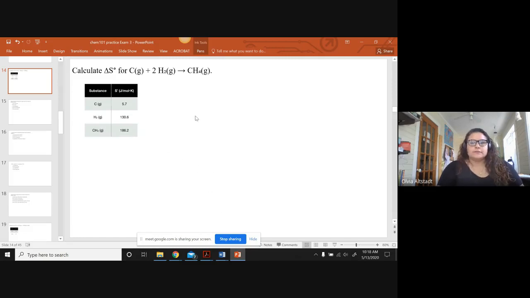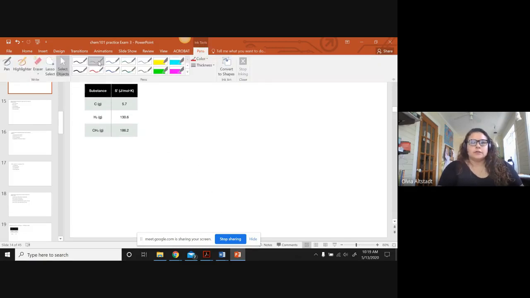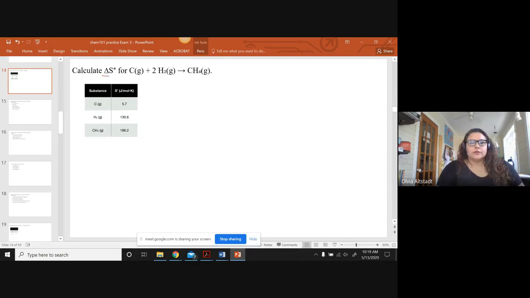14 says to calculate the standard entropy for this reaction. It has carbon and two hydrogens. These are the reagents, and it's making methane, which is the product. And these numbers that you have here are standard entropies, standard entropy of formation.